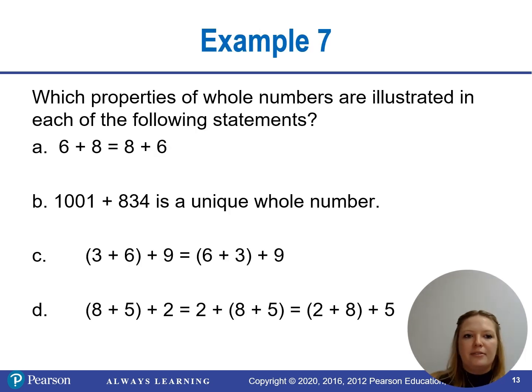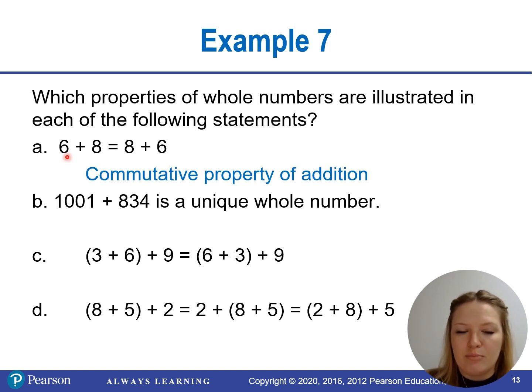So if we take a look at a few examples and try to identify what properties are going on, 6 plus 8 equals 8 plus 6. The order is changed of the way I wrote the problem. So this is the commutative property. Commutative, maybe think about commuting to and from work or school, right? I'm going from 6 to 8, or I'm going from 8 to 6. My commute's the same length though, so commutative property there.